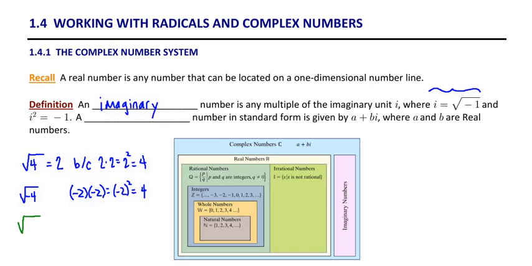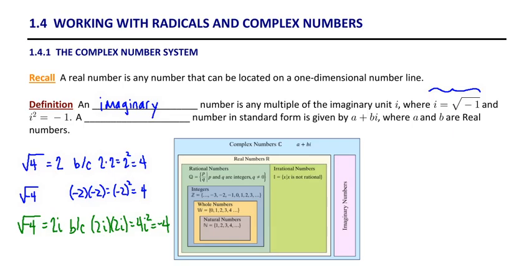So back to our problem, square root of negative 4, we say this is equal to 2i because 2i times 2i is equal to 4i squared, and because i squared is equal to negative 1, that's equal to negative 4. So imaginary numbers can do things that the real numbers cannot do.